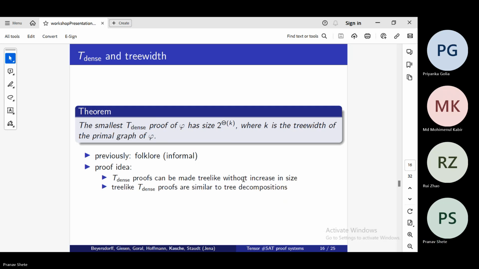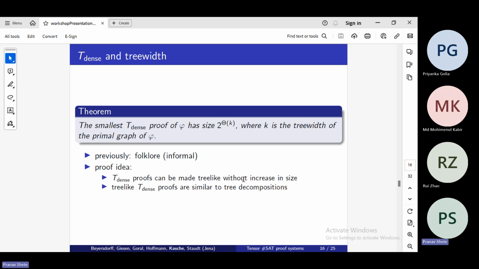So now we already know that T-dense is not stronger than mice, but as it actually turns out, it's kind of weak in a way because it's characterized by the treewidth of the formula.